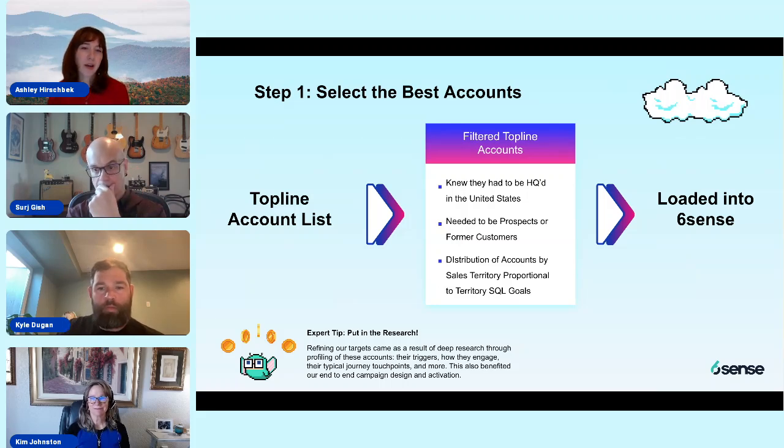And of course, after all filtering, we wanted to make sure that we had a very even distribution of accounts we were going after with our sales territories, proportional to each of their goals, keeping in mind what is that territory's pipeline goal for this particular initiative. For example, we want to be sure that we're supporting in accordance, right? And weighting that.